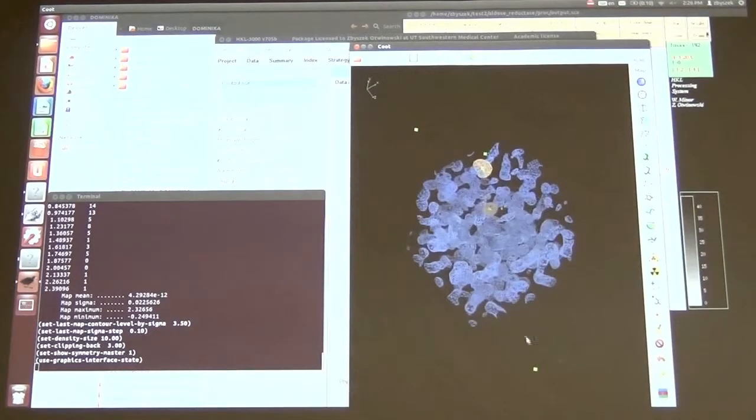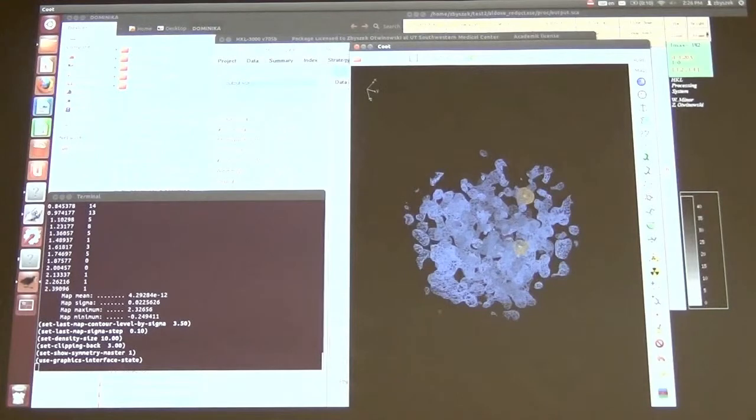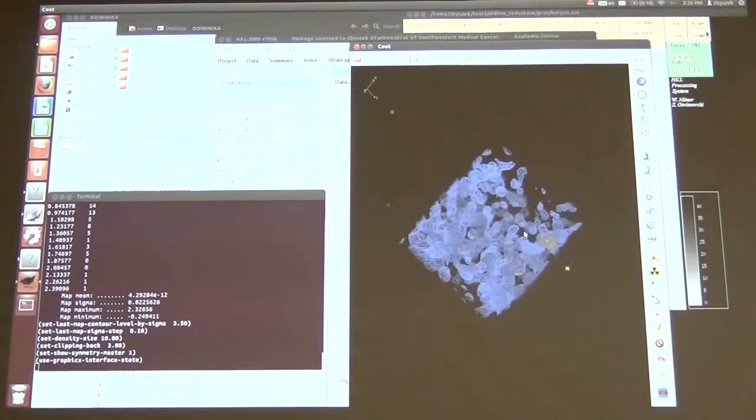Side chains, you can see the holes in the rings. So how is this? This enables you to control the model building. Press the M button. What is the M button? M. The letter M.